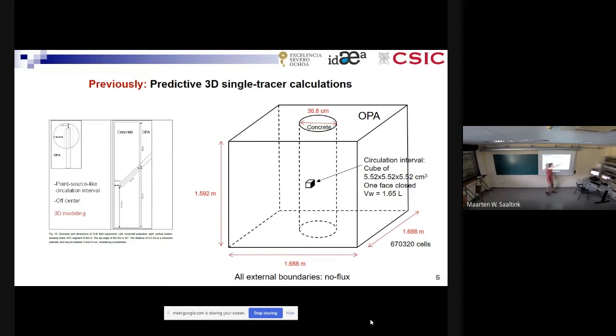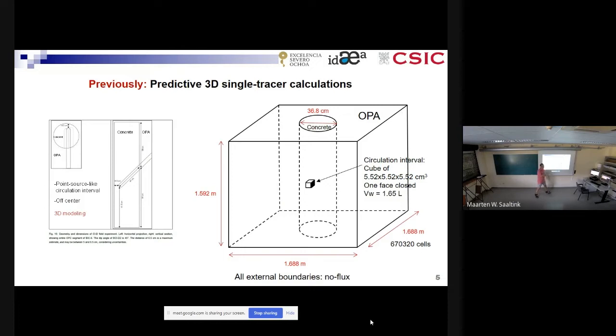And the dimensions: this is a cube, and each side is 5.52 centimeters. One face is closed, so one face has very small porosity and diffusion coefficient, to simulate the fact that you only have the end of that borehole and pull particles from the borehole. And then what is taken into account is the full volume of water in the circulation system.